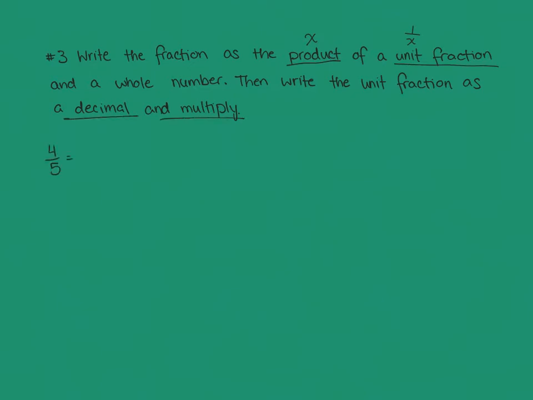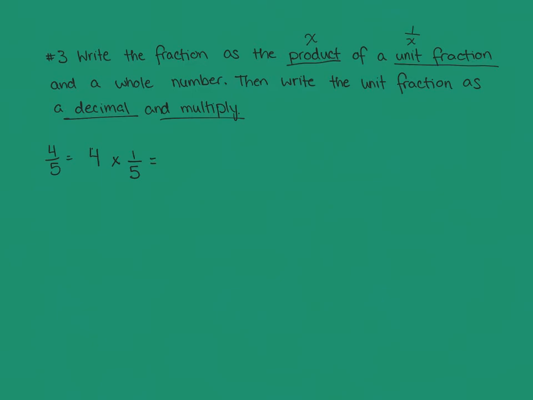If they've given us 4/5, our first step is to write it as a product. So we're multiplying a whole number and a unit fraction. Our unit fraction would be 1/5. The whole number we multiply it by would be 4. 4 times 1/5 is the same as 4/5. So it's basically our numerator times our unit fraction.